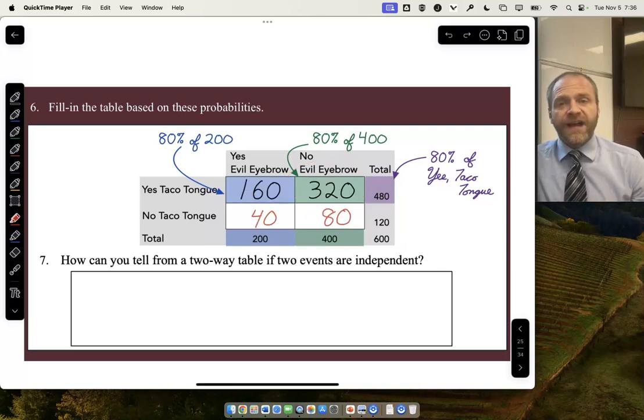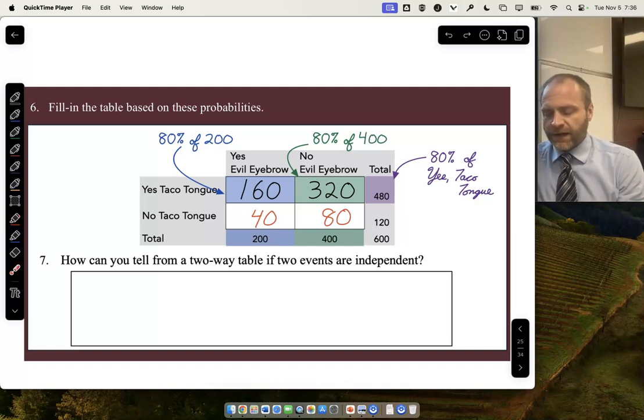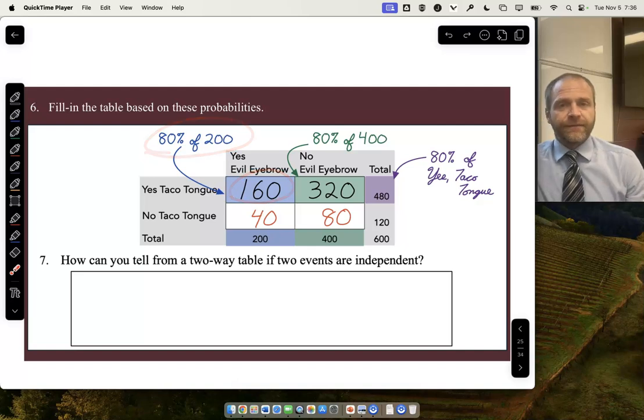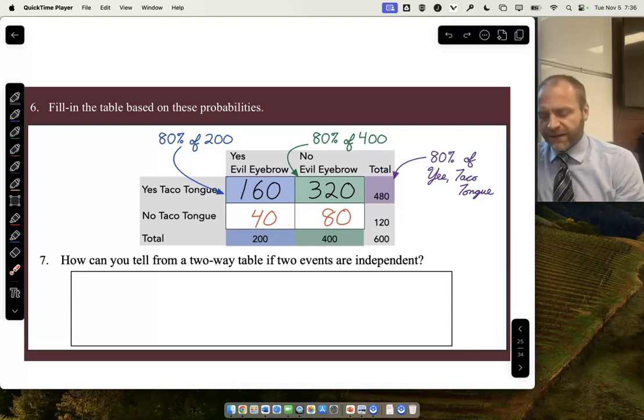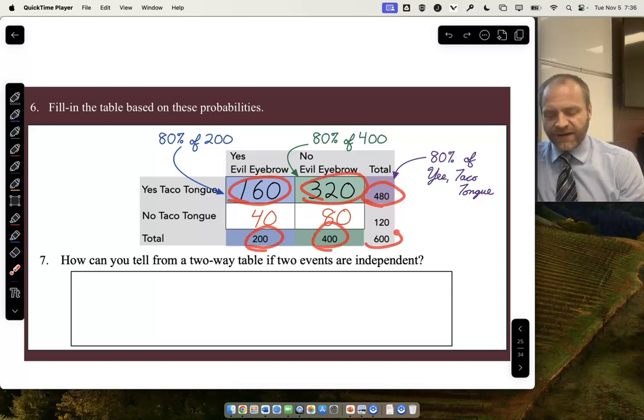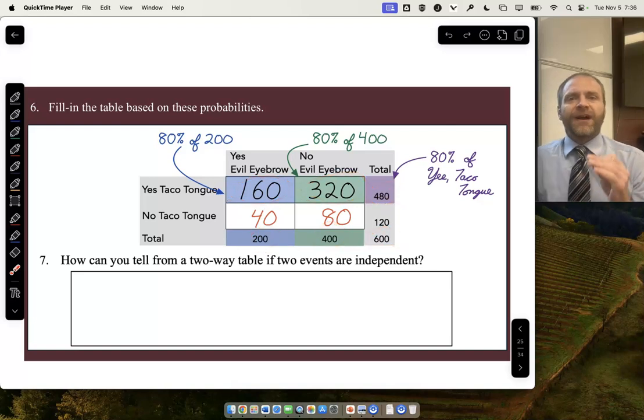So what I'm going to do is fill them in with 80%. 80% of 200 is 160. 80% of 400 is 320. And then I know this column has to add up to 200, so that's where I got the 40. And this column needs to add up to 400, and that's where I got the 80. So notice how it relates. This divided by this, this divided by this, this divided by this, all has to be the same probability in order for them to be independent.